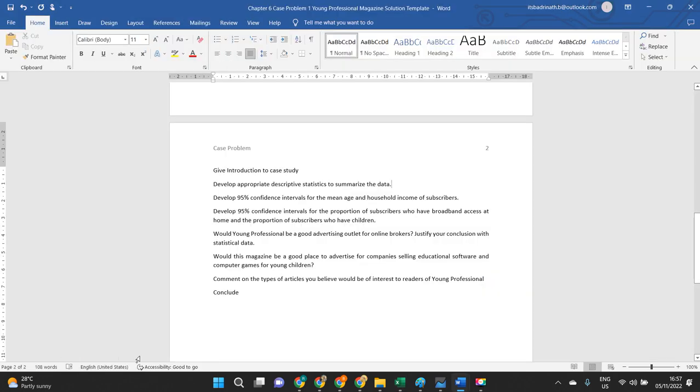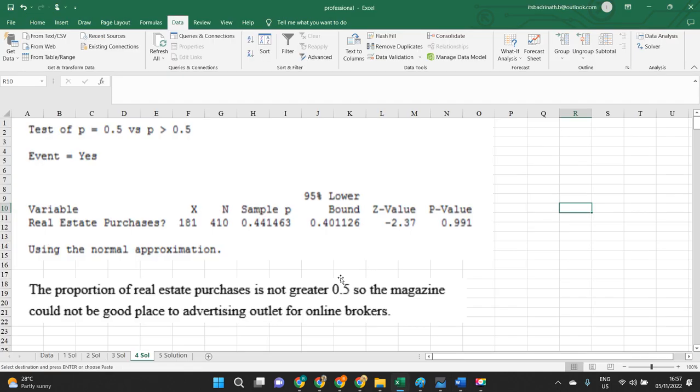What is the fourth question? The fourth question requires some kind of interpretation from your side. Would young professionals be a good advertising outlet for online brokers? So this is the question that was given. In this given data, we have information related to real estate purchases.